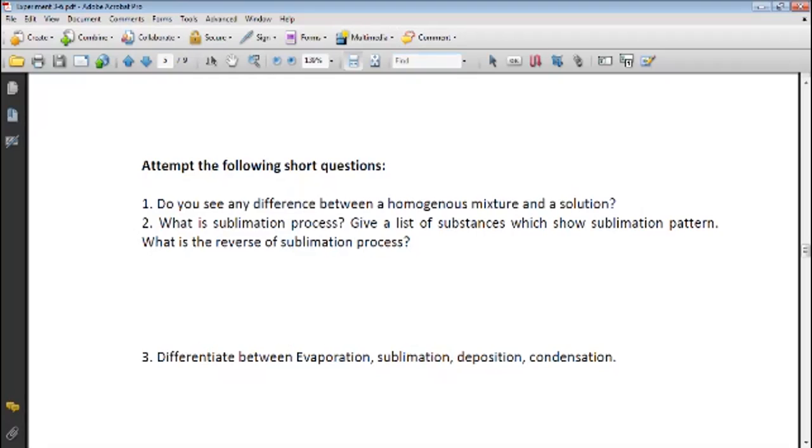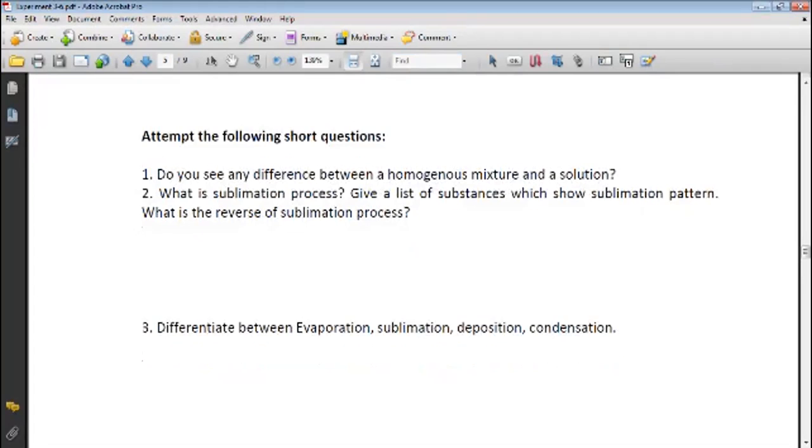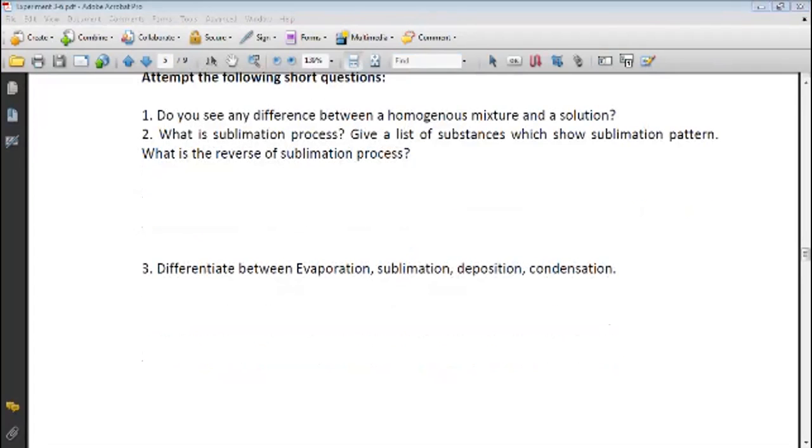Yes, Abdul Wahab. Minahil, are you there? I am calling the name, so please respond. Faz Elias. Yes, sir. Okay, this is Minahil. Yes, sir. Okay, thank you. So Minahil, do you see any difference between the homogeneous mixture and the solution? Yes or no? No, sir. No difference.